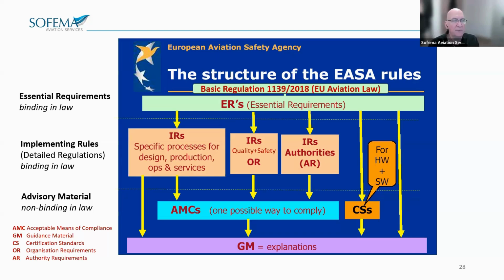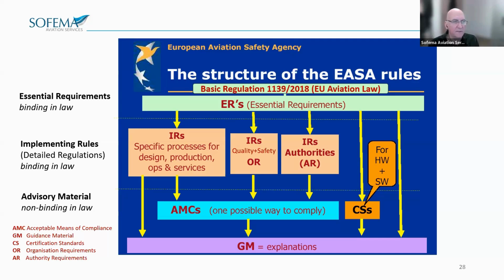Implementing rules apply to processes. They also apply to organizations. OR here is organizational requirements, what industry has to do to comply. And also the authorities, the national aviation authorities, have a set of regulations they've got to follow. That's the AR, authority requirements, which relate to their oversight of these organizations in their country.